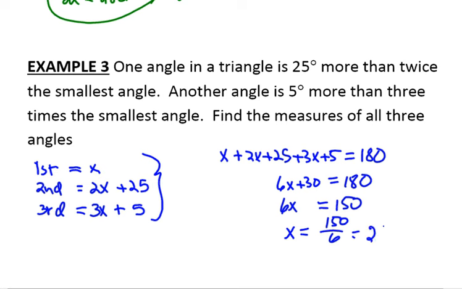that goes into 25 times. So that tells me then that the first angle, which is x, is going to be 25 degrees. The second one is going to be 2 times 25, which is 50 plus 25, so that's 75 degrees. And the third one is going to be 3 times 25, so 75 plus 5, which is 80. And that should add up to 180 degrees.